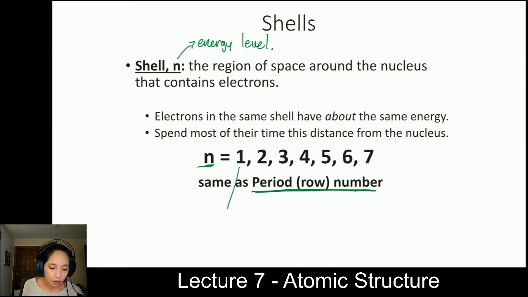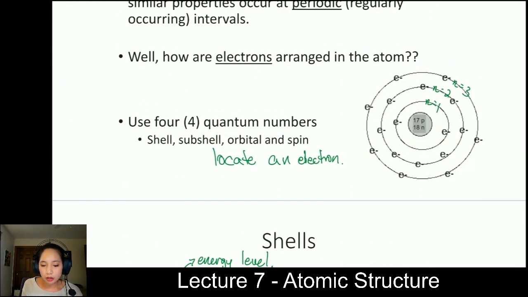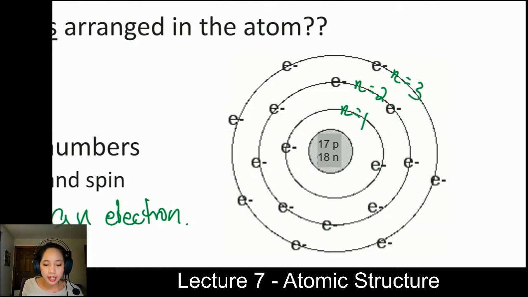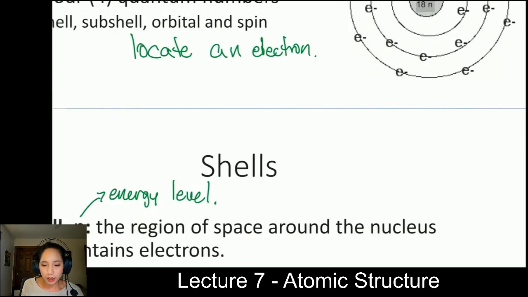Remember also, when we talk about energy levels, n equals 1 is closest to the nucleus, while 7 or higher numbers are further from the nucleus. That's how I dictated the rings around this orbital diagram: the ring that is closest to the nucleus is n equals 1, while the ring furthest away from the nucleus is n equals 3. So you go up in integers going away from the nucleus.